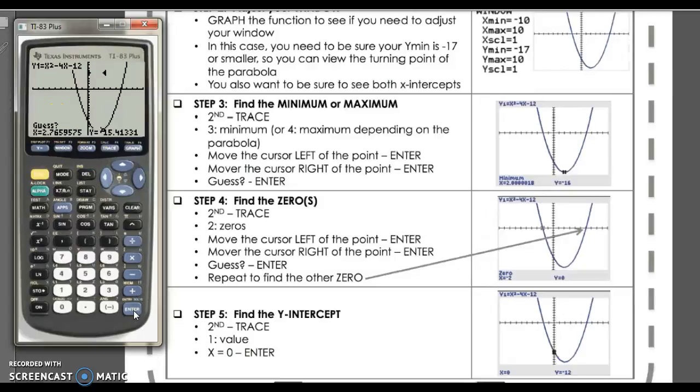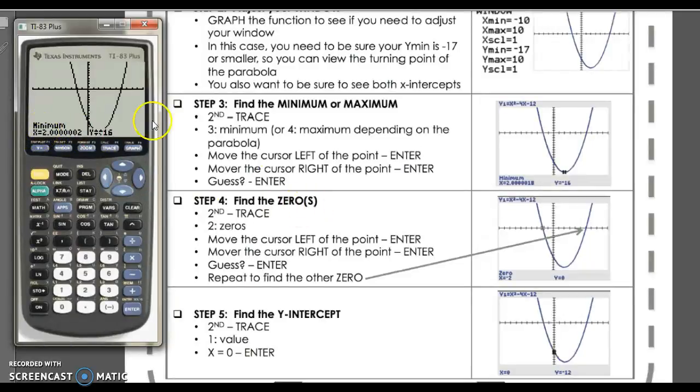And now I'm asking the calculator to take a guess as to where the vertex is, and the calculator is picking 2 and negative 16. I know it's kind of hard to see because the cursor is there. So our vertex is at 2, negative 16. This also tells us what our axis of symmetry is because that is the x value of the vertex.